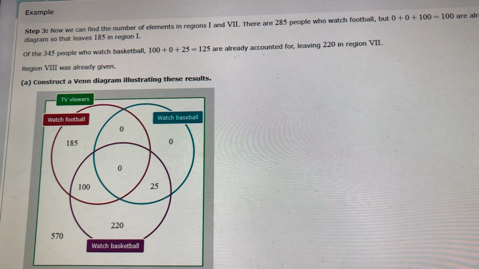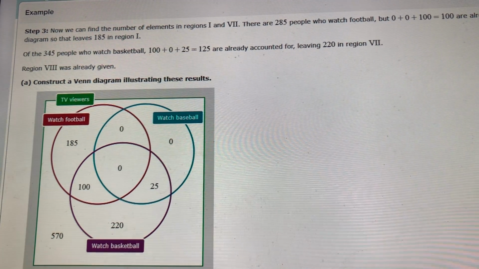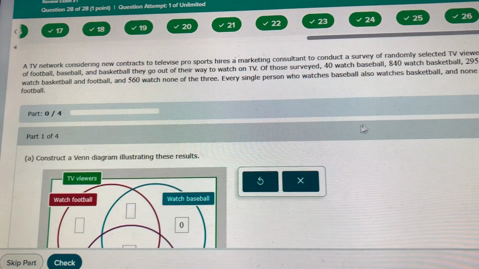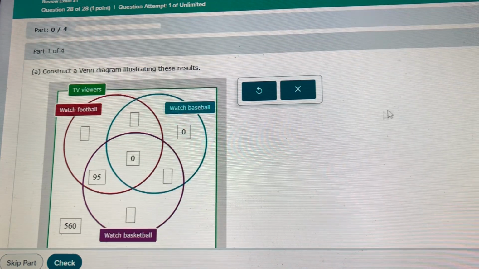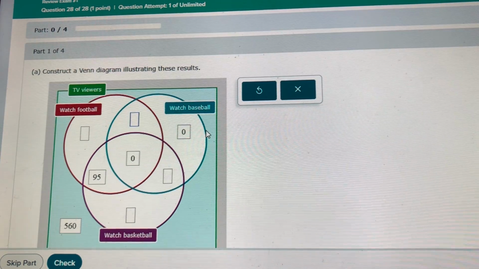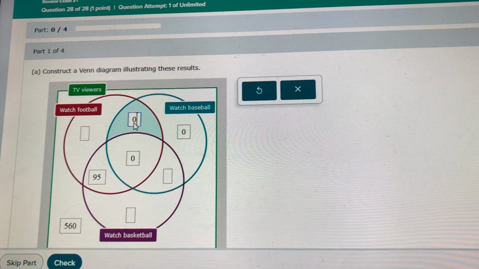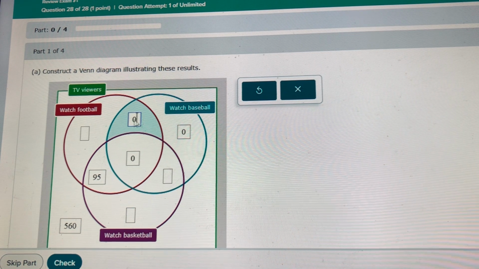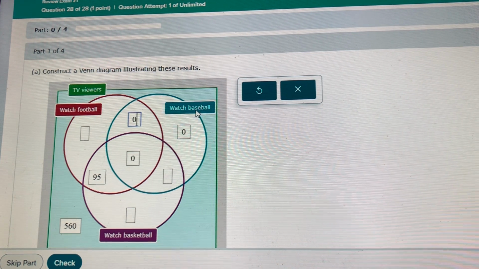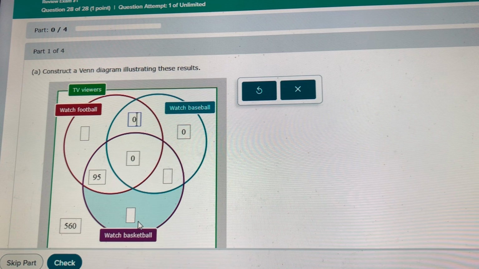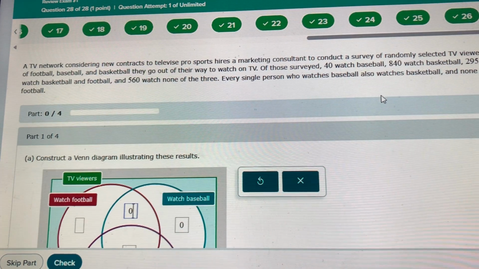Okay, so because it must have to do with this statement about baseball here. Every single person who watches baseball also watches basketball. So this has to be a 0 too, and that's what's going to help us here. Because you can't watch baseball and football only, because everybody who watches baseball also watches basketball. So what's helping me finish this is there's a bunch of zeros in these. And that's why they didn't mention it up here.